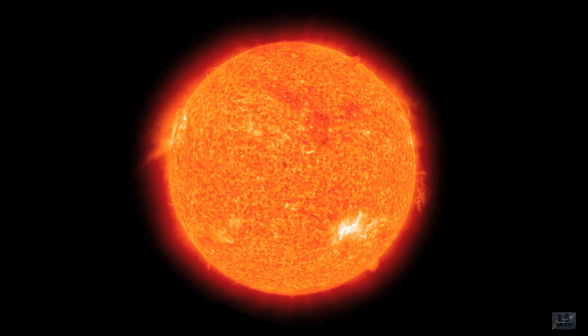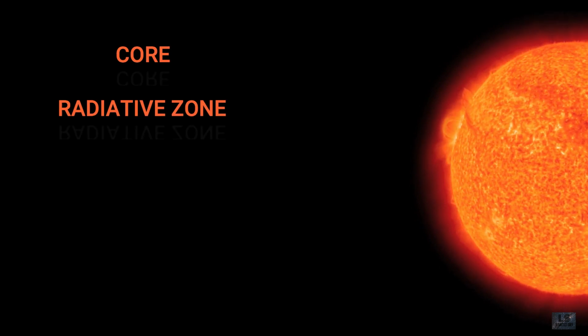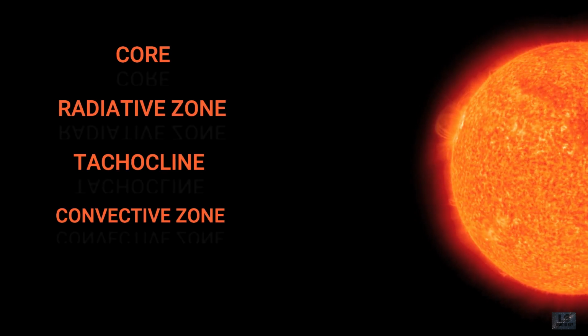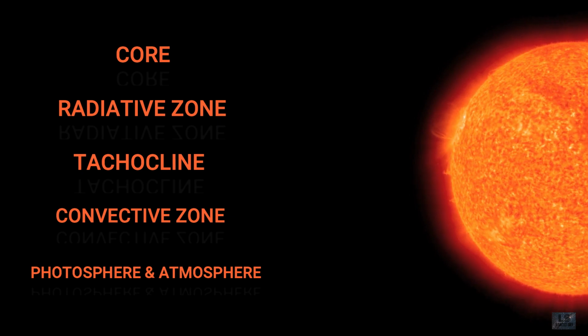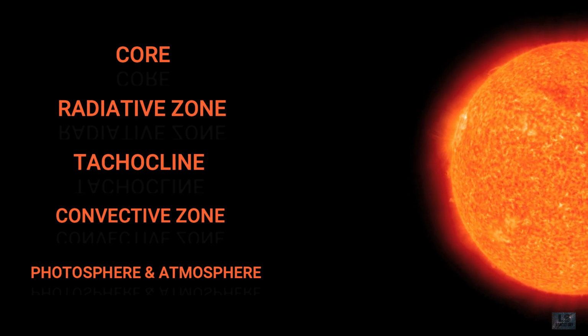After learning about the exterior of the sun, let's get inside and see what its layers are. The layers of the sun are the core, radiative zone, convective zone, tachocline, photosphere and atmosphere. Each of them has its own properties. Let's start with the core.